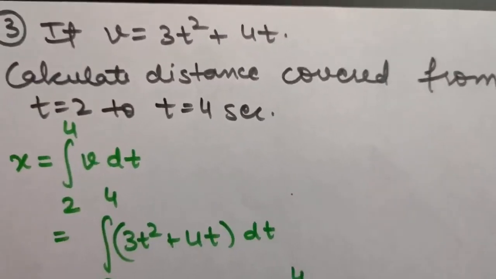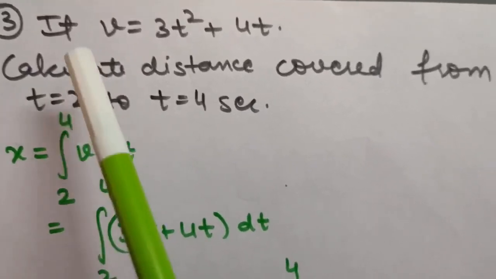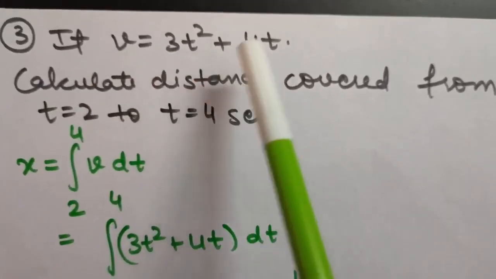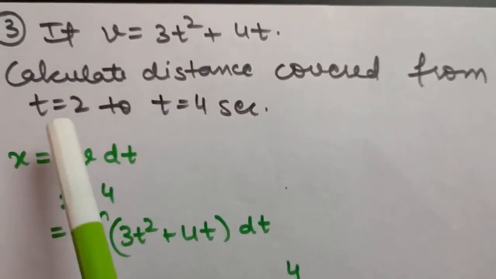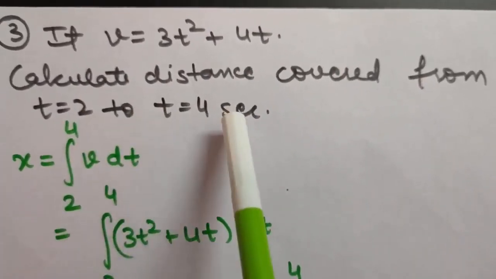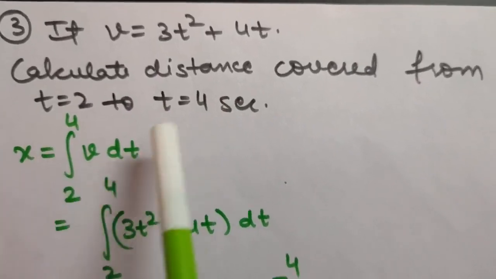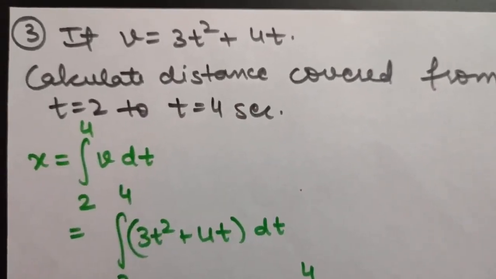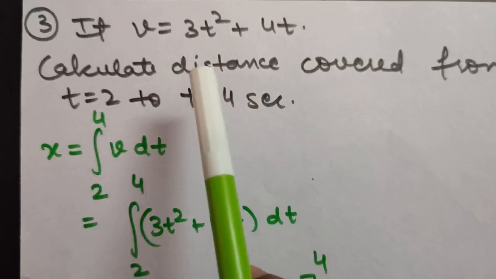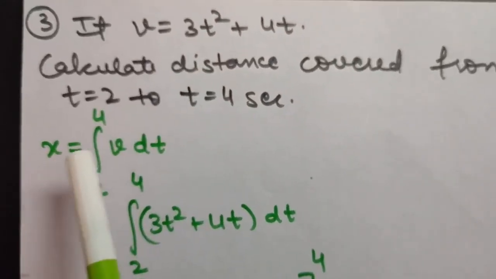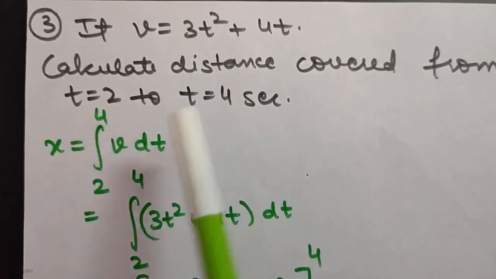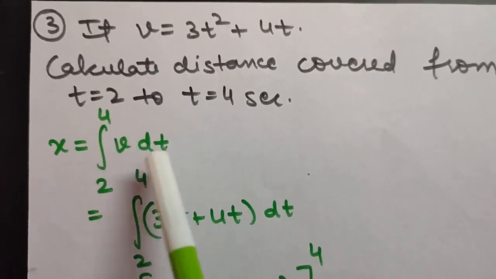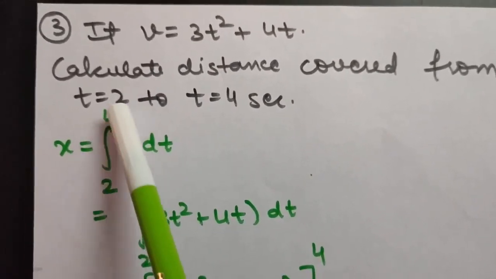Okay, so I am taking one more question. If velocity is given to be 3t square plus 4t and you are asked to calculate distance covered from t equal to 2 to t equal to 4 seconds. So here the value of time is also given to you. Now, as you know already, to calculate distance from velocity, the formula is x is equal to integration of v dt. But here limits are also given. So we will use limits of time 2 to 4, that is from 2 seconds to 4 seconds.